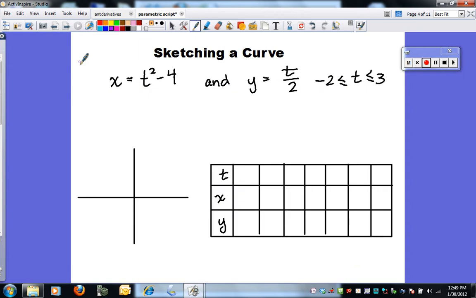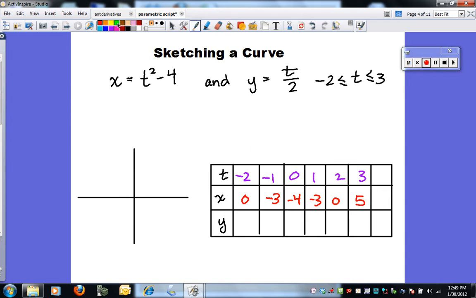Moving on, we want to sketch a curve. So how are we going to sketch a curve? We're going to have to worry about sketching this curve and using some values here. So I'm going to put some t values in: t equals negative 2, negative 1, 0, 1, 2, and 3. We can do more if we want, but that's good enough. We're going to evaluate both x and y with these t values. So in doing so, you will get the result for x. You'll get 0. Plug in negative 1, you'll get negative 3, negative 4, negative 3, 0, and 5.